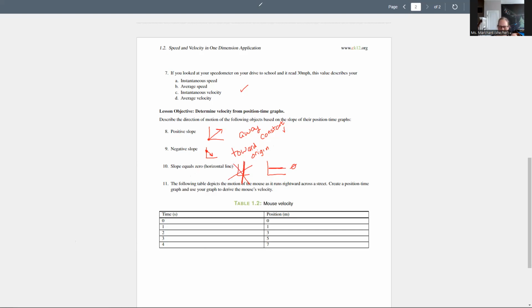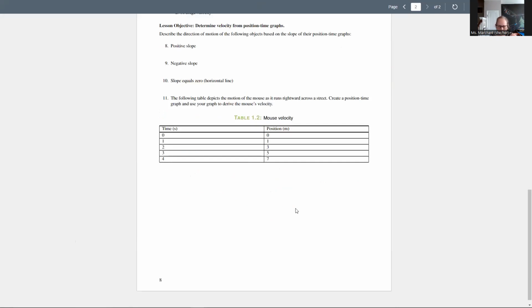All right, number 11. The following table depicts the motion of the mouse as it runs rightward across a street. Create a position time graph. So when we're doing this, remember cumulative. So step 1 is at 0, 0 for the start. Okay, and then we moved in 1 second. We moved 1 meter, which goes where? Oh, time goes here, right? So we're going to have this in seconds.